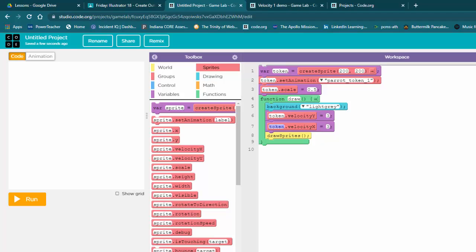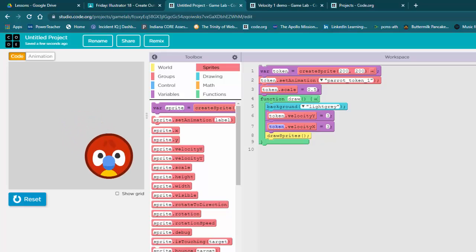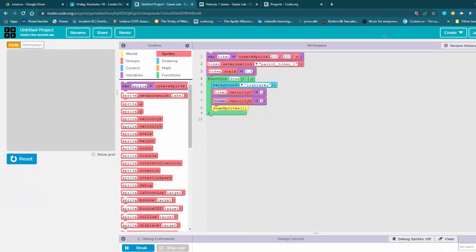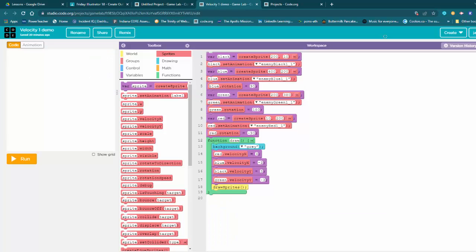And so what happens? Well, let's run it. It goes diagonal because it's a combination of the two. And then when you start playing around with positive and negative numbers, then you get diagonal movement in different directions. It depends on whether your x is positive or negative and whether your y is positive or negative.